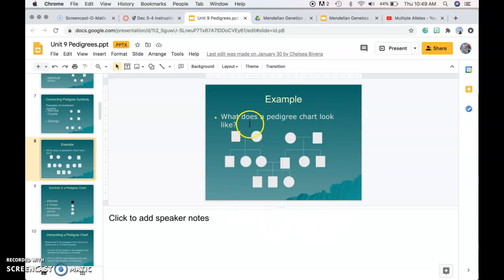So this is what a pedigree chart would look like. We've got a male and a female. They got together. They had three kids. This female and this male also had three kids, and one of the daughters from this family and one of the sons from this family got together and had two sons and a daughter.